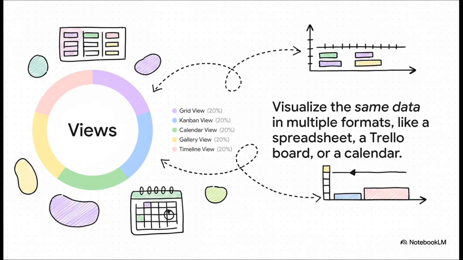And the options here are just fantastic. You want to see your tasks like a Trello board? Boom, you've got a Kanban view. Need to see your publish dates? Pop it into a calendar view. Planning a big launch? Lay it all out on a timeline view. It's all the same information, just shown in whatever way makes the most sense for what you're doing right now.